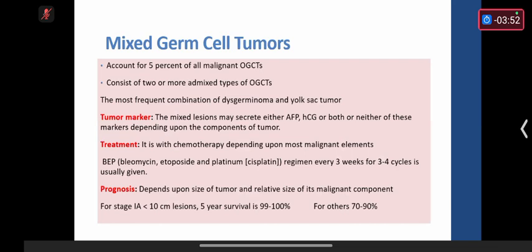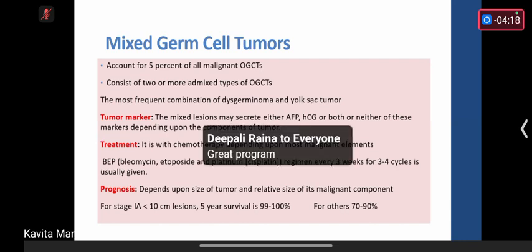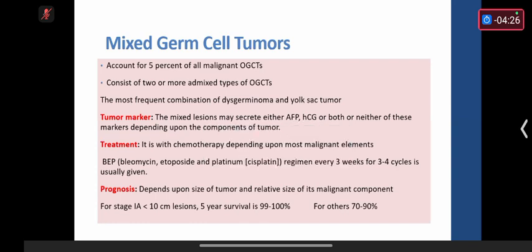So this is the last, mixed germ cell tumors, which account for 5% of all malignant germ cell tumors. And the tumor markers may again be alpha fetoprotein and HCG, because they have mixed components, and treatment is with chemotherapy depending upon the malignant elements. Prognosis depends upon the size of the tumor and the relative size of its malignant component. So stage 1A, less than 10 centimeter lesions, the 5-year survival is good, approximately 99 to 100%, and for others it is 70 to 90%.